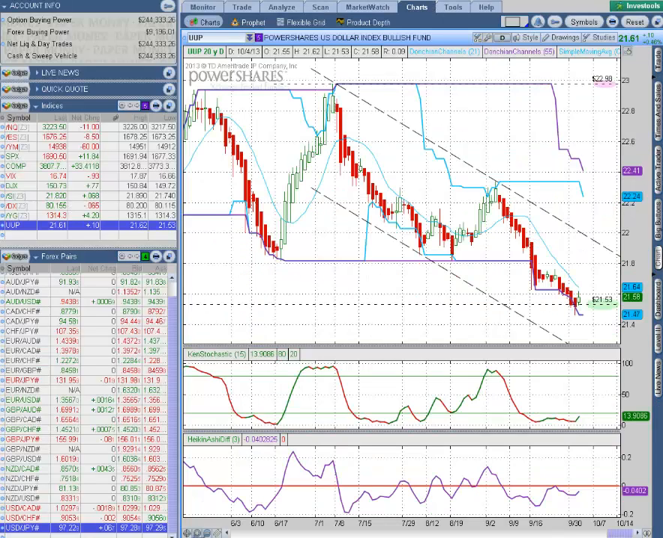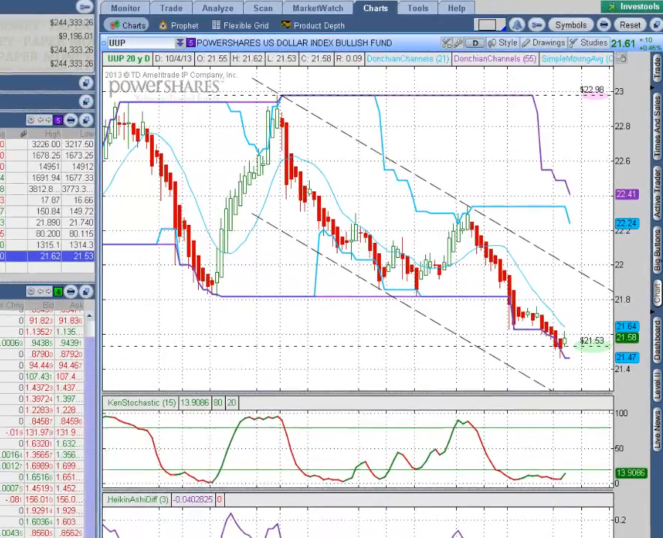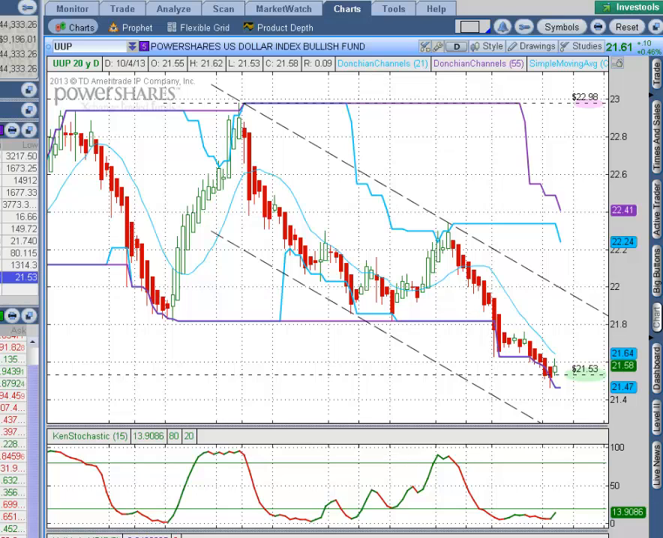The second index we'll monitor is for the strength of the US dollar. We use the PowerShares US dollar index to do this. This is important because the dollar's strength can give us an indication of which direction the US dollar Forex pairs will move.